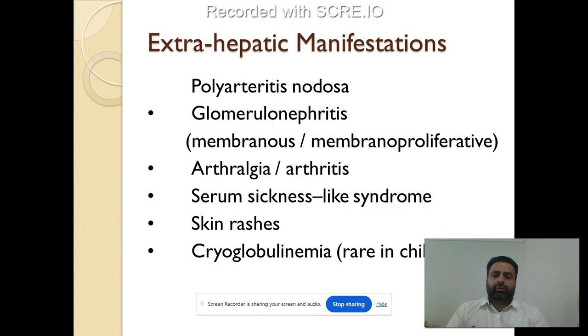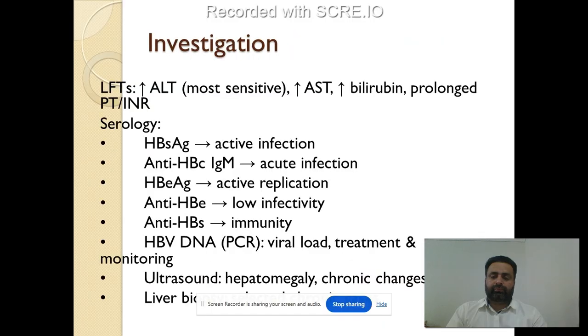Hepatitis B presents mainly with extrahepatic manifestations like polyarteritis nodosa, glomerulonephritis, membranous, membranoproliferative, arthralgia, arthritis, serum sickness like syndrome, skin rashes, cryoglobulinemia. It is rare in children.